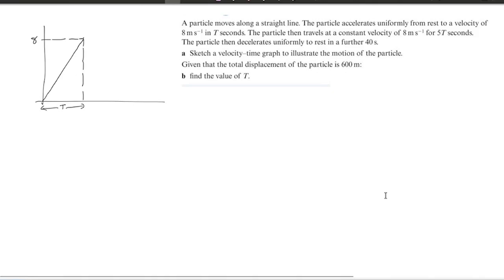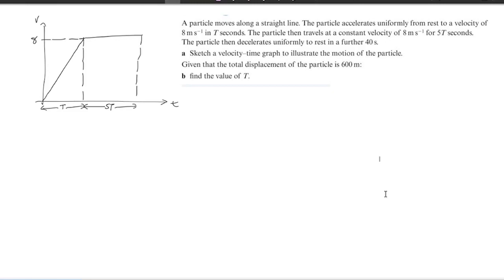Next, the question says that the particle then travels at a constant velocity of 8 meters per second for 5t. Well, I'm already at 8 meters per second, and if the velocity is constant, I should just be expecting a horizontal line for 5t. So those are the first two stages of the journey. We're then told the particle decelerates uniformly to rest, and it takes 40 seconds. So deceleration I know is aligned with negative gradient, and the time interval is 40 seconds.